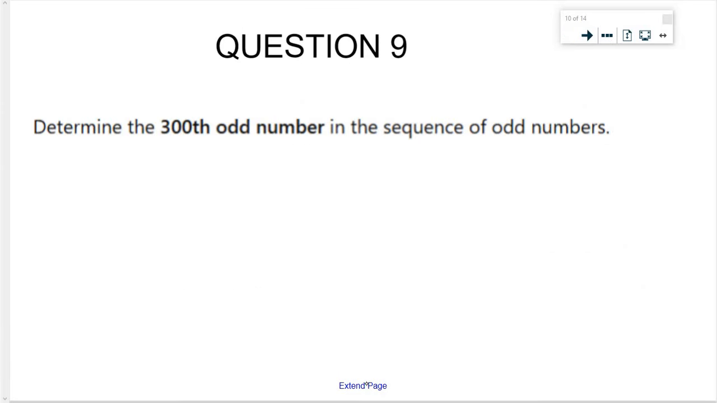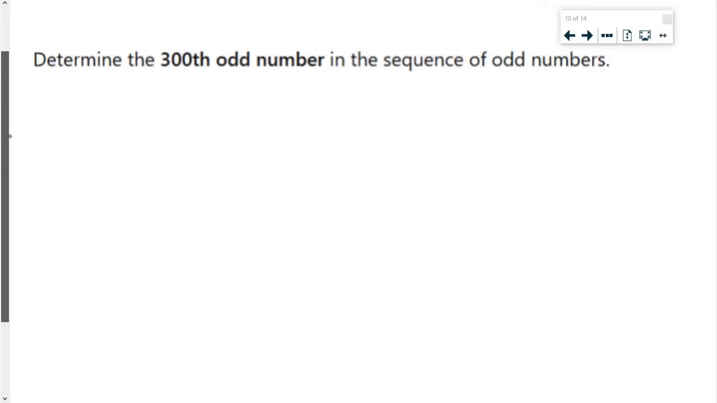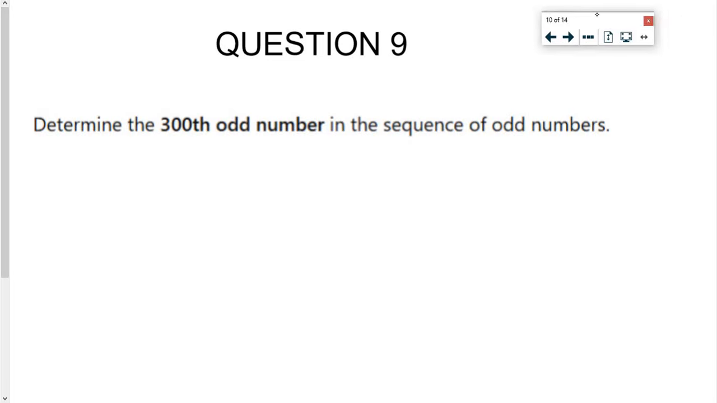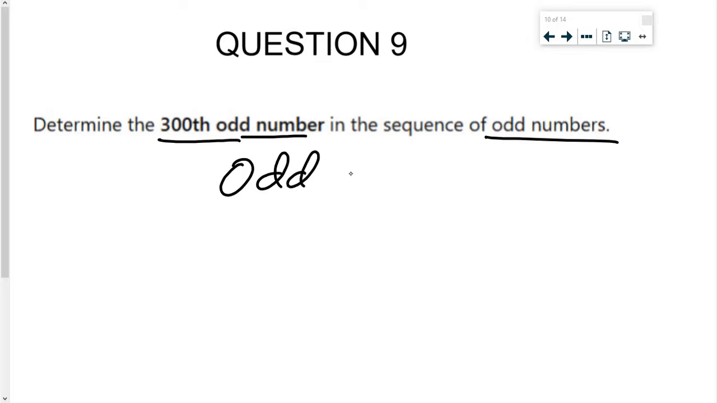Next question. Determine the 300th odd number in the sequence of odd numbers. First of all, you need to know what are those odd numbers, and later you can find the 300th odd number in the sequence of odd numbers. So what are the odd numbers?